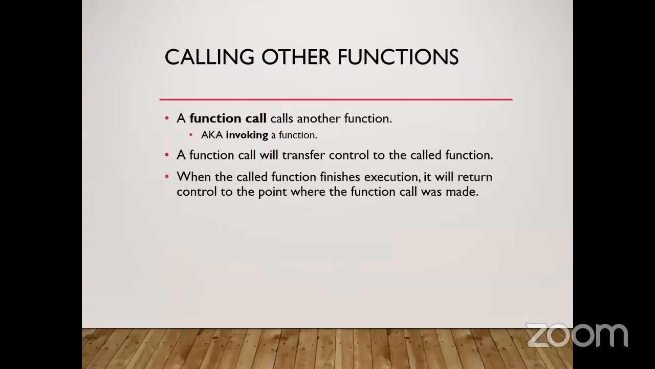A function transfers control to the new function. So the program transfers control to the function you wrote when it's called. The function that you wrote, if it called other functions, pauses and transfers to that function until it's finished. Then it comes back and it does the next line.